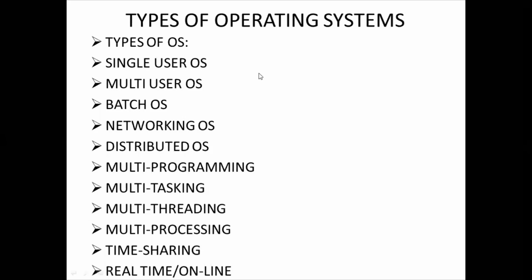Now let us discuss the types of operating system. So we have got a few operating systems here. Those are single user operating system, multi-user operating system, batch operating system, networking operating system, distributed operating system, multi-programming, multitasking, multi-threading, multi-processing, time sharing, real-time or online. Now let us see one after the other.